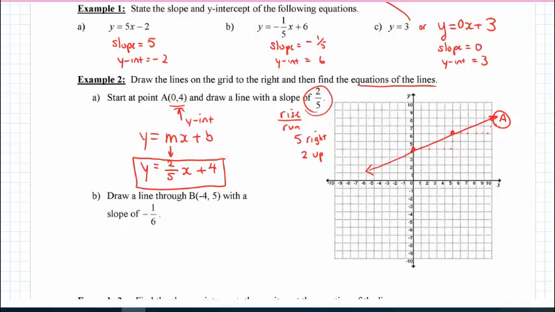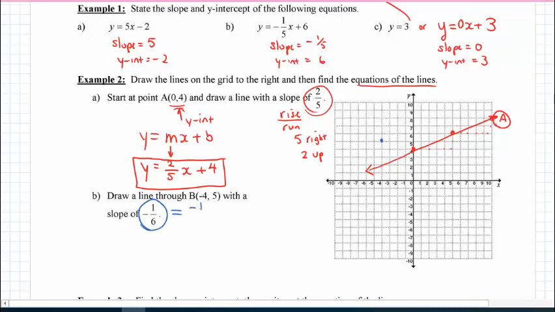Alright, let's do part B. I'm going to change colors. Draw a line through (-4, 5). Okay, so (-4, 5). Sweet. And then it's a slope of -1/6. Oh, that's not so fun. But okay, negative 1 over 6.